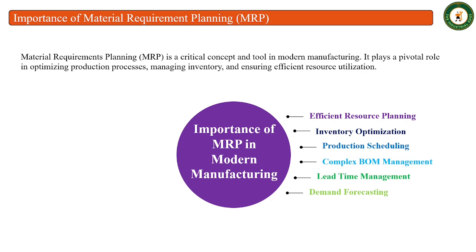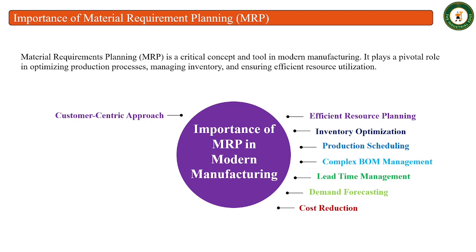Next importance, demand forecasting. MRP uses historical data and trends to forecast demands, allowing manufacturers to plan ahead and meet customer needs efficiently. Next importance, cost reduction. Effective MRP implementation reduces excess inventory cost, production downtime, and rush orders, leading to overall cost saving. Next importance, customer centric approach.